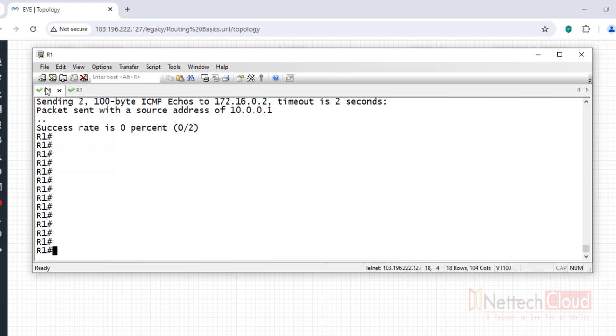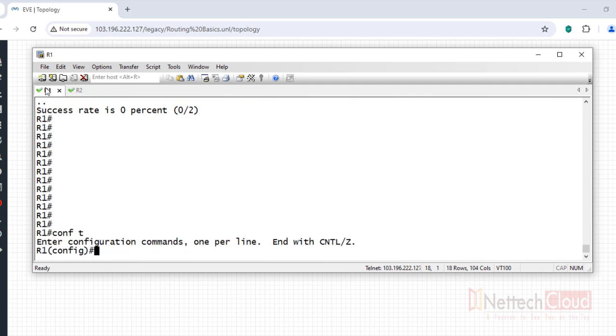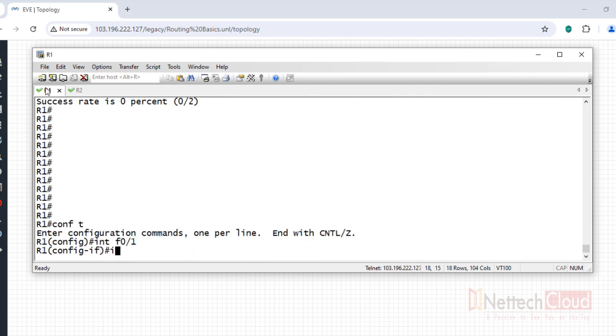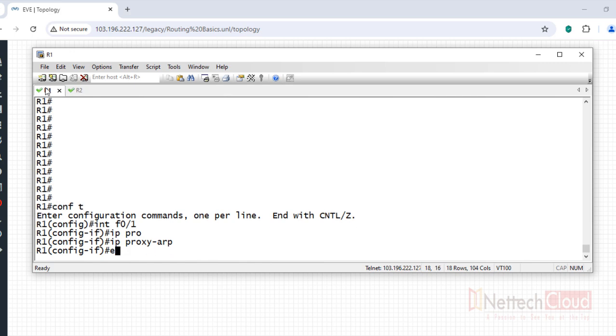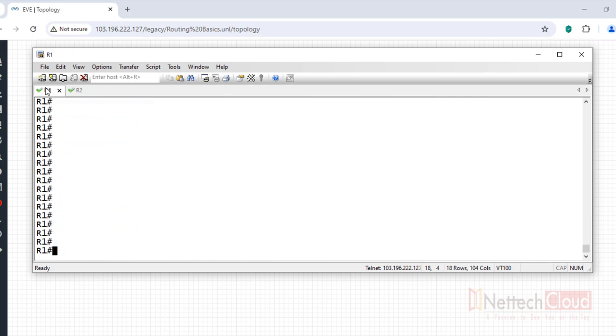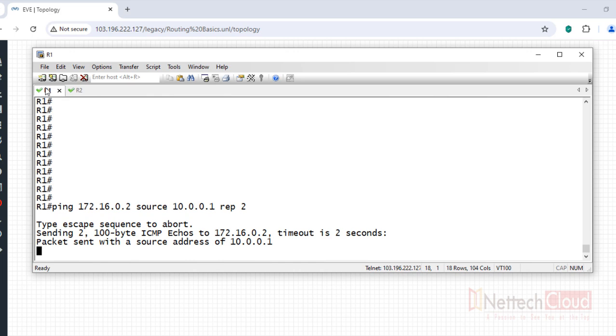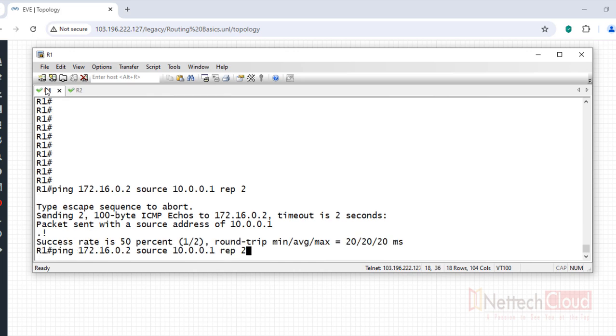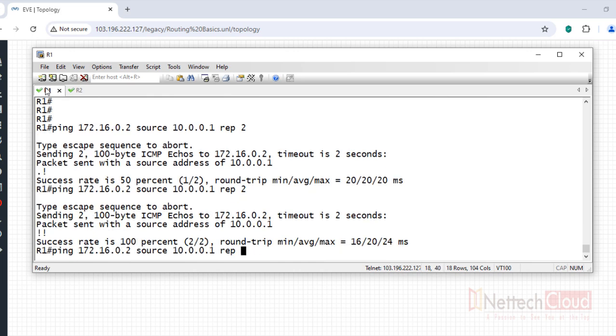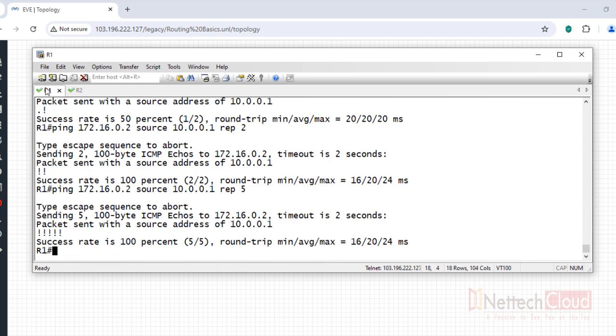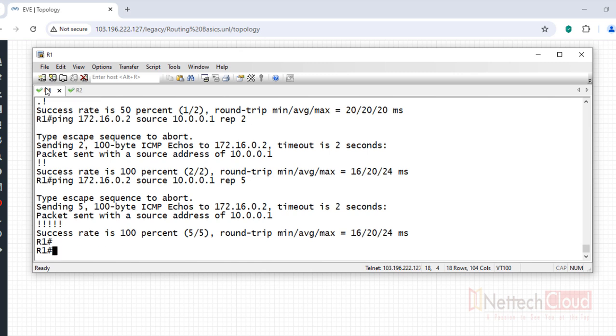And what about R1? I believe proxy ARP is not enabled there. Unintentionally I disabled proxy ARP, basically, just to show you. Otherwise, in Cisco routers, by default proxy ARP is enabled, right? By default proxy ARP is enabled.